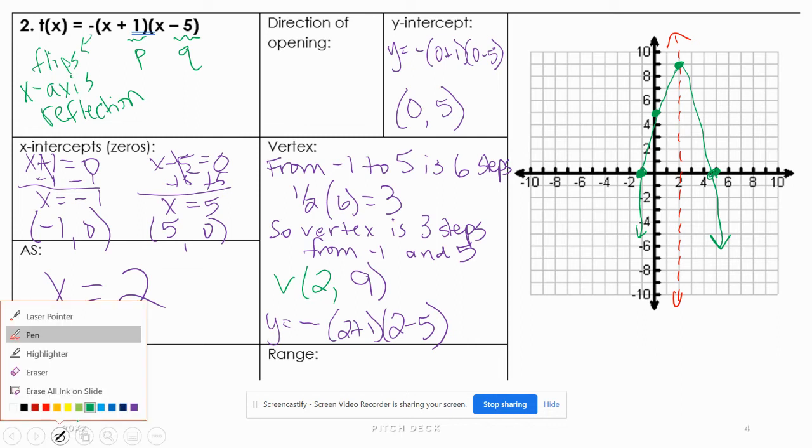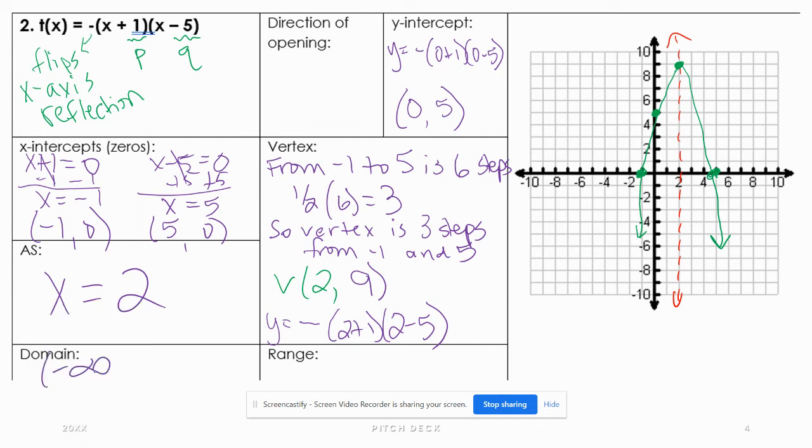Our domain, as always, -infinity to infinity. And our range, we have y. The graph is opening down, so less than or equal to, and the y value of our vertex is 9.